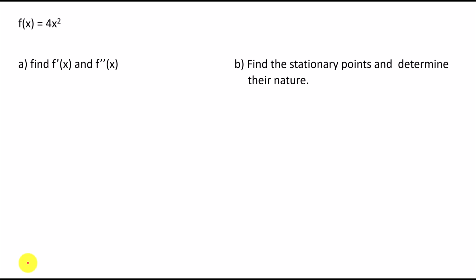Okay, I want you to take another minute, pause the video, and try this one. This one's not too bad. f prime of x is going to be 8x, and f double prime of x is going to be 8. Again, I need to find the x coordinates of the stationary points, so 0 equals 8x, so x equals 0.